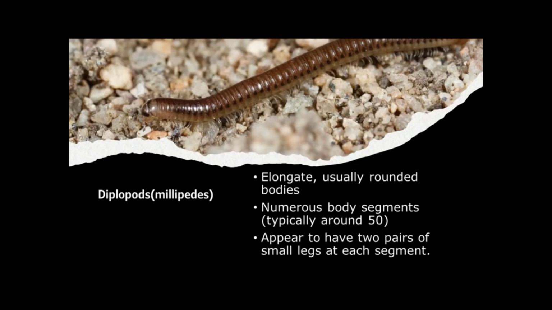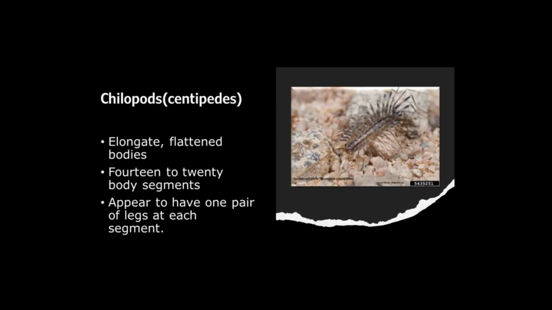Diplopods, millipedes, are elongate, usually rounded bodies. Numerous body segments, typically around 50, appear to have two pairs of small legs at each segment. And on the screen you can see a photo of a millipede. Chilopods, centipedes, are elongate, flattened bodies. 14 to 20 body segments appear to have one pair of legs at each segment. The image on the screen is a centipede.